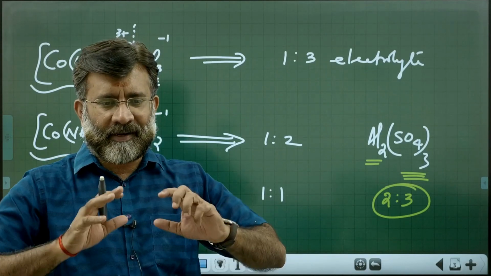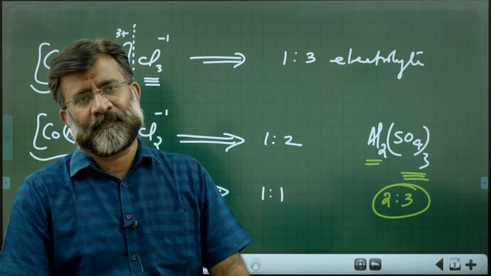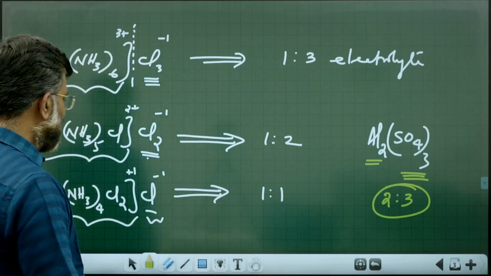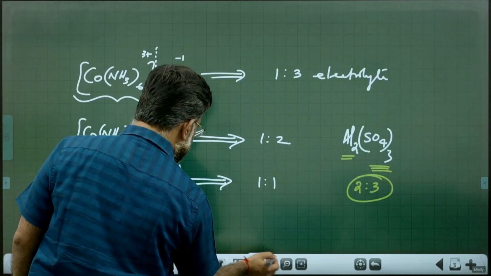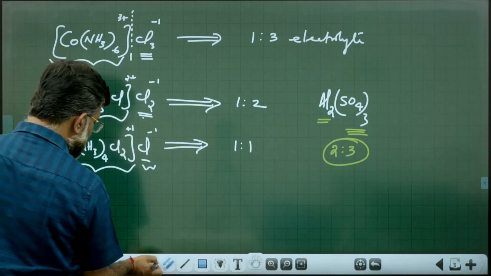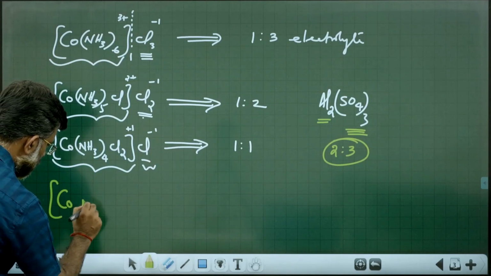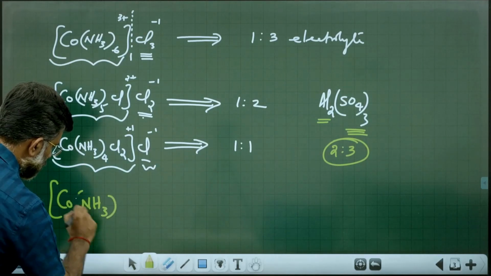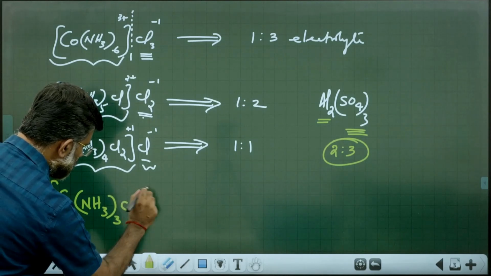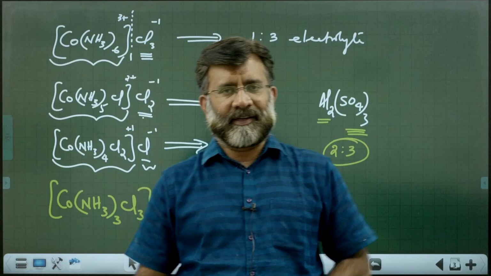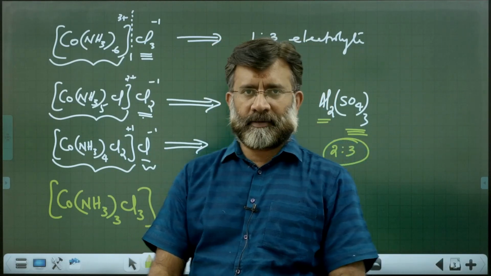So he was studying in terms of electrolytes. What about if there is 3 ammonia? What can be the condition? 3 ammonia, if present, it can be CoNH3 3 times Cl3. It is a non-electrolyte. It cannot ionize. There is no ionizing part.